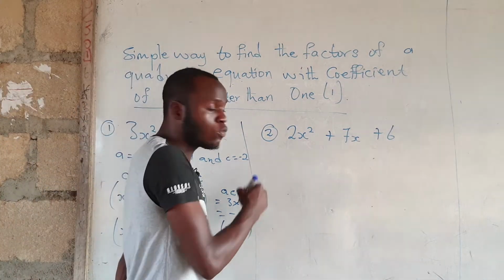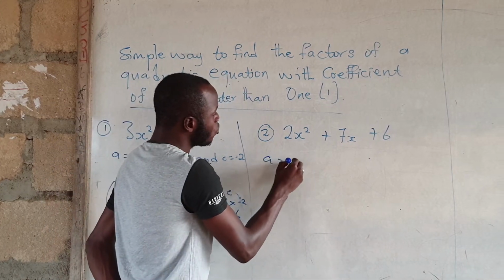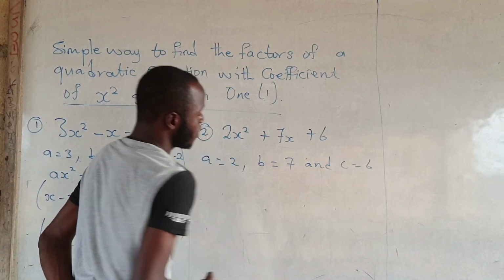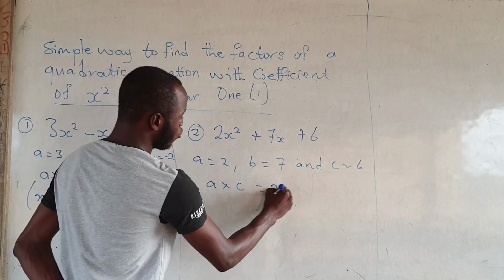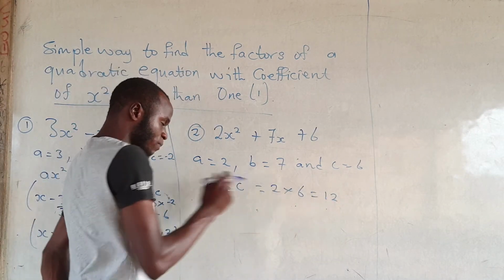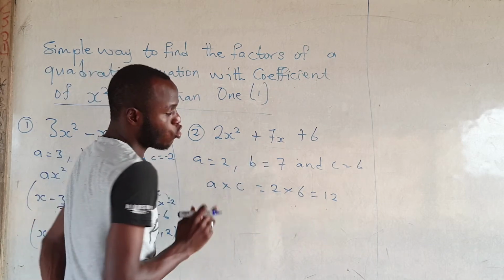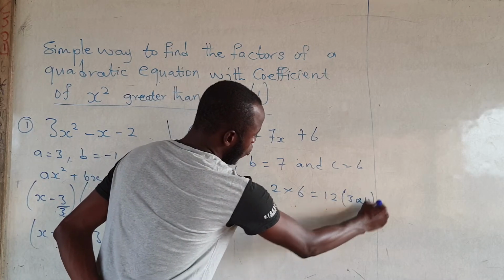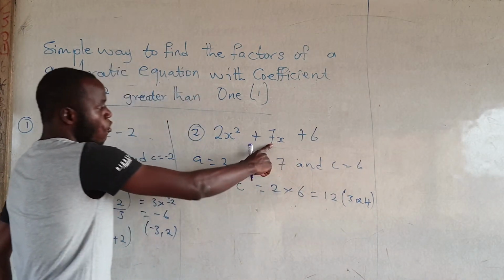Now, without wasting much time, let's move on to the second question. The first thing that you have to know is that our a is equal to 2, b is equal to 7, and c is equal to 6. Now we multiply a by c, which is 2 times 6, which is 12. Now we look for two factors of 12 which, if we add, we get 7, but when you multiply, we get 12. In this case, I think 3 and 4 will work for us. Let's see. 3 times 4 is 12, right? Now 3 plus 4 gives our 7.